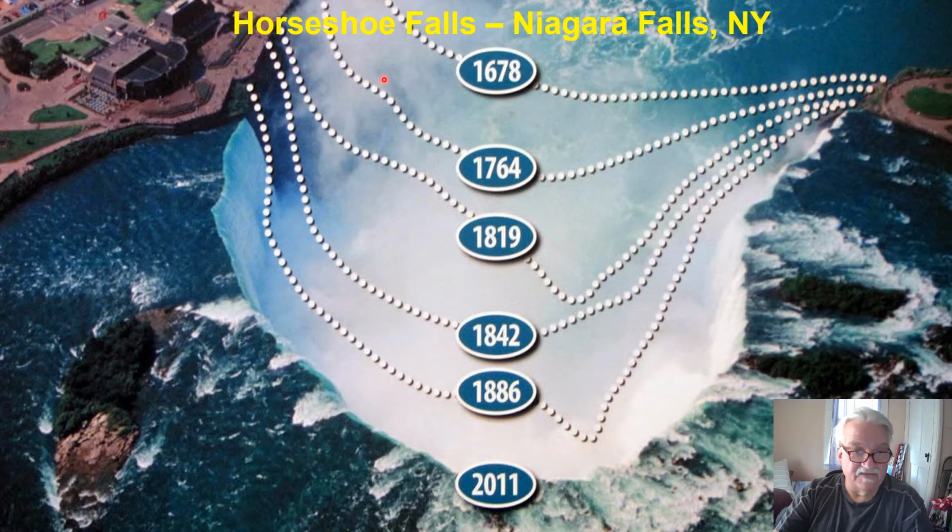Okay, speaking of, in 1678, when people first recorded, white people, I should say, recorded any history of seeing Niagara Falls, this is where it was. Okay, this is that Goat Island, the farthest you can go on the American side, and this is the Canadian Falls. Okay, horseshoe shaped, it's called Horseshoe Falls. Okay, so that's where it was in 1678. And it has continued to move backwards, and this picture is from 2011.